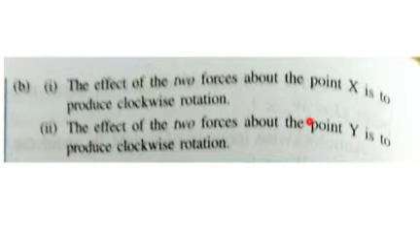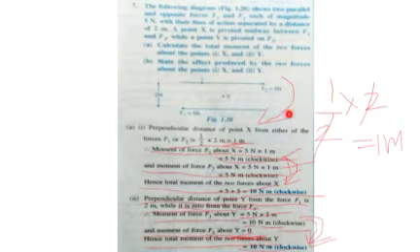Now the effect of the two forces about the point X is to produce clockwise, and the effect of the two forces about the point Y is to produce clockwise. Both are clockwise. X and Y both are clockwise. F1 and F2 both are causing clockwise.